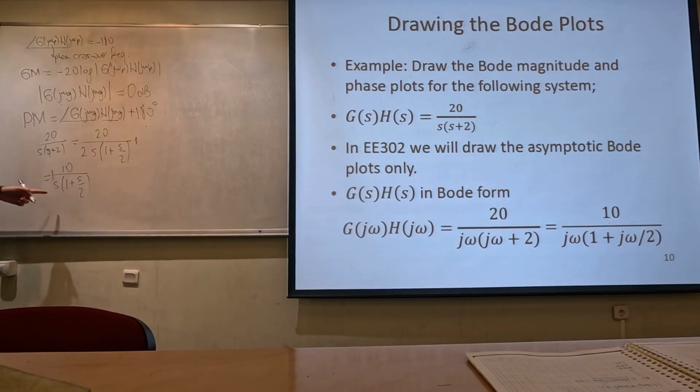Now when s goes to 0, this term will not contribute anything. It's just going to be 1. But here, if I do the same thing, when s goes to 0, this term would contribute 1 over 2.